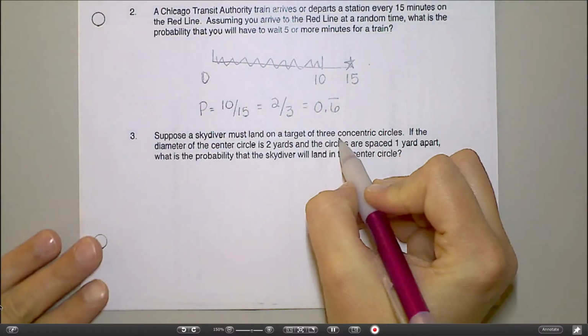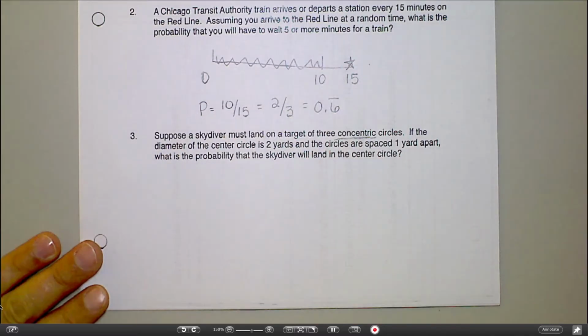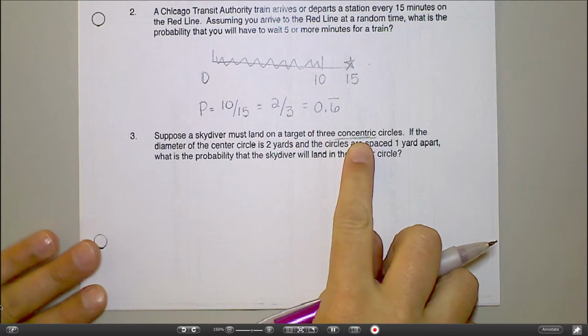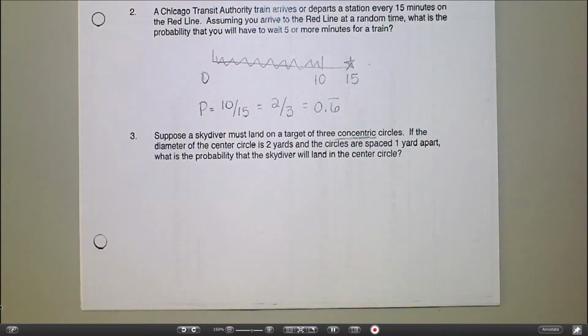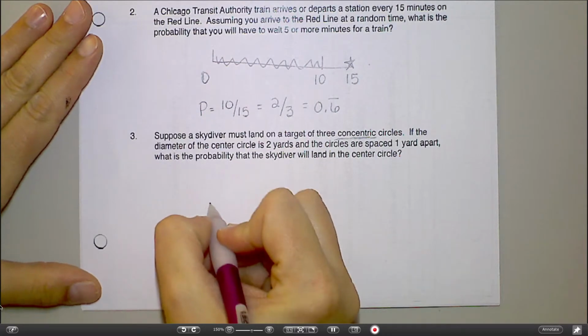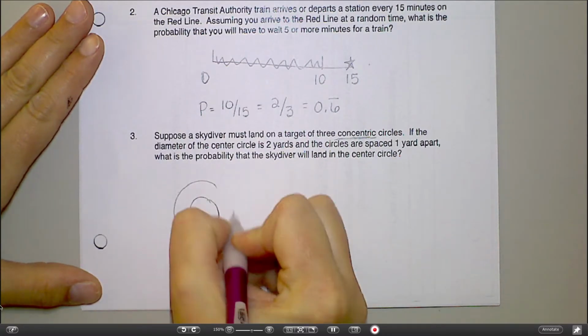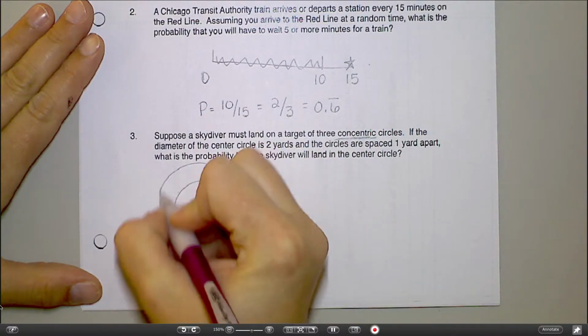Does anyone know what concentric means? Okay, they're circles inside of each other. This literally means they share the same center. Okay, but like they're inside each other, like Marty said. So what I have here is I have like a center circle, and then I have another circle around it, and another circle around it. Basically, it's a target.